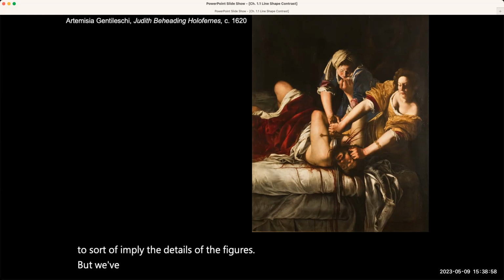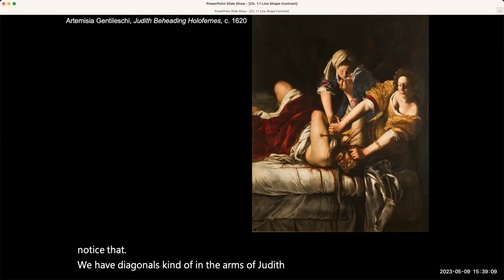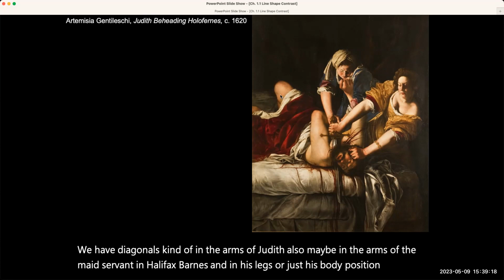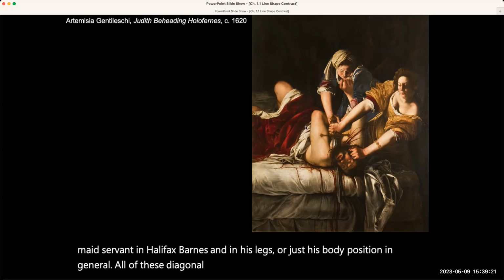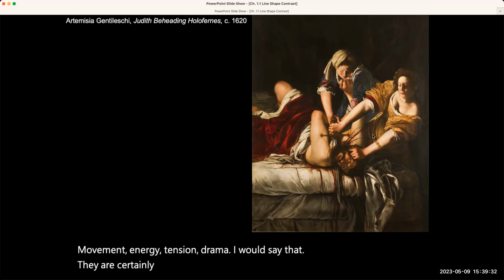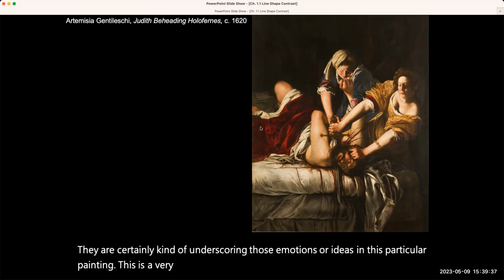But we've also got directional lines or communicative lines here as well. So notice that we have diagonals in the arms of Judith, also maybe in the arms of the maidservant and Holofernes, and in his legs or just his body position in general. All of these diagonal lines imply what? They imply movement, energy, tension, drama. I would say that they are certainly underscoring those emotions or ideas in this particular painting. This is a very dramatic moment.